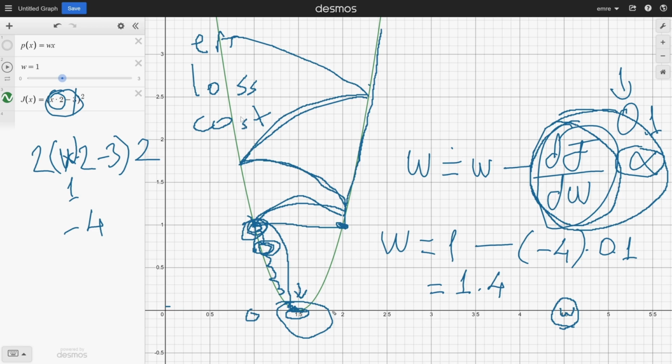Here, instead of the squared error function we used, if we use the absolute error function, which is the absolute difference between our predicted value and the target value, our function would be something like this. So as we get closer to the minimum point, our step size wouldn't change.